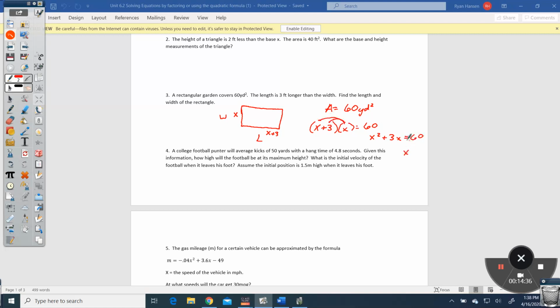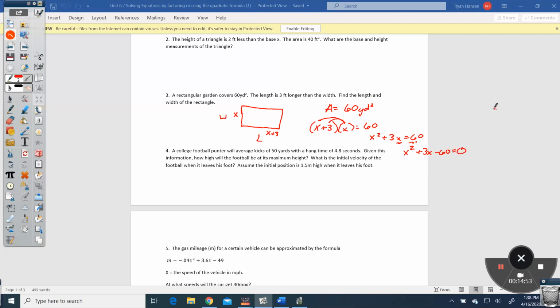And so now I'm going to make it equal to 0. So remember, anytime you have a squared and an x, you want to get it equal to 0, okay? So I minus the 60 from each side. So minus the 60, and I get equals 0. So now we're going to try to factor this again.